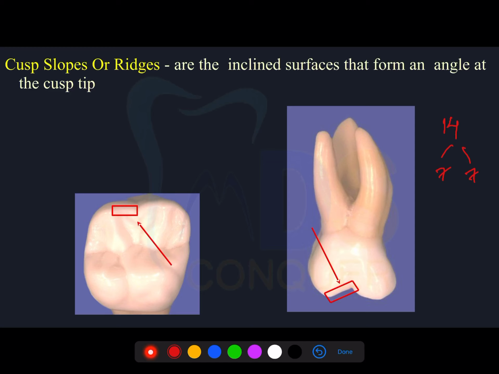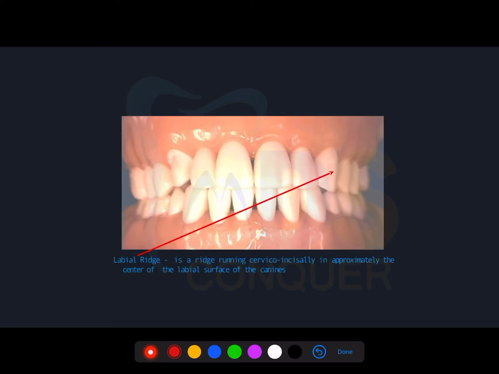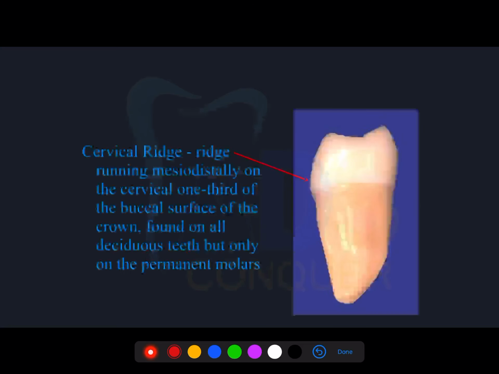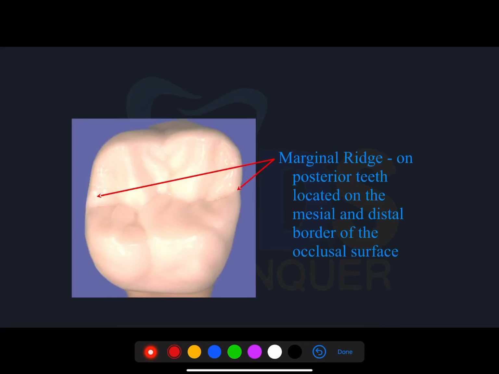Slopes of cusps are also called ridges. What are they? Please do. What is cingulum? Definition followed by the marking. Next one is labial ridge, very specific to canines, that too maxillary canines. Cervical ridge, marginal ridge. I hope you're very familiar with all these terms, but I want you to be more clear, because they can give a shade at this particular area and ask you which structure the shaded area represents.